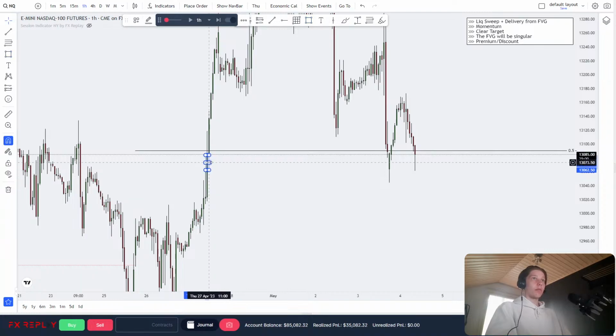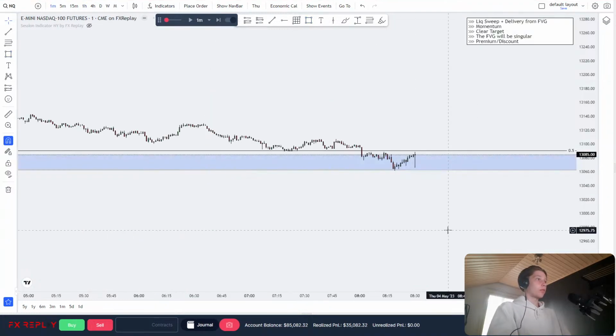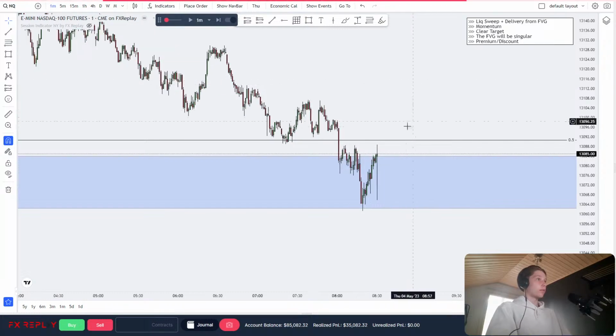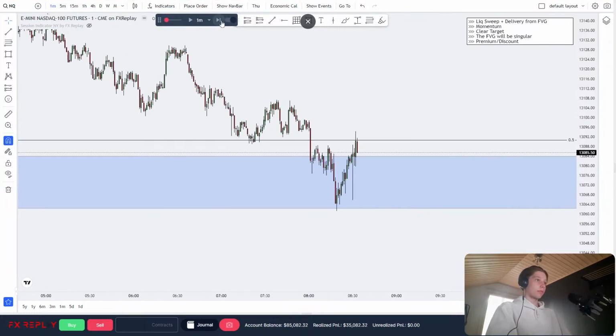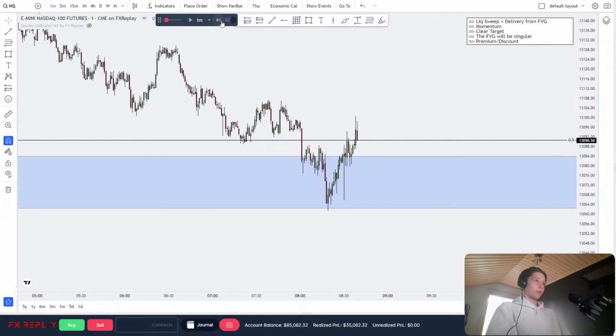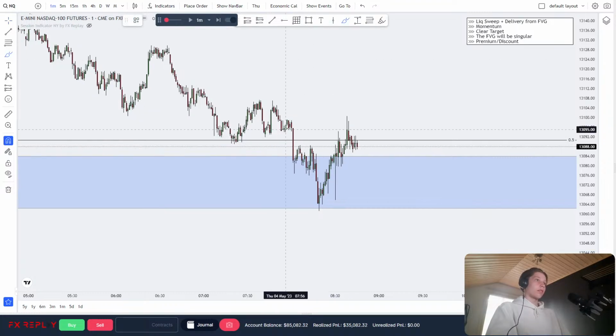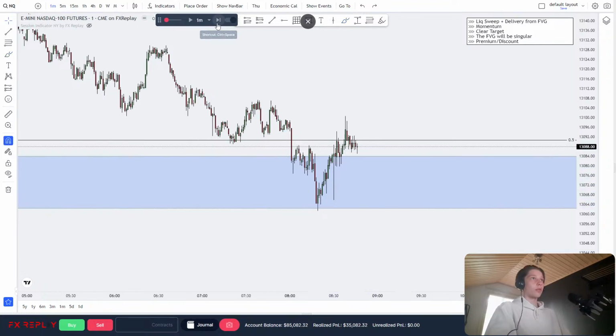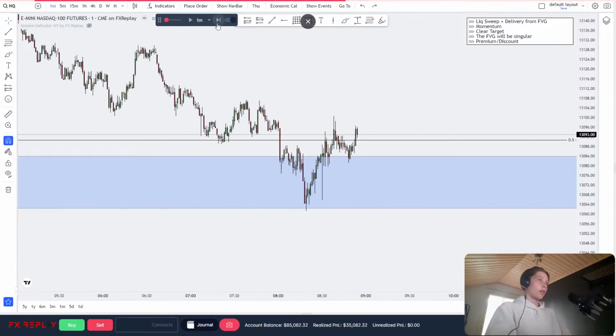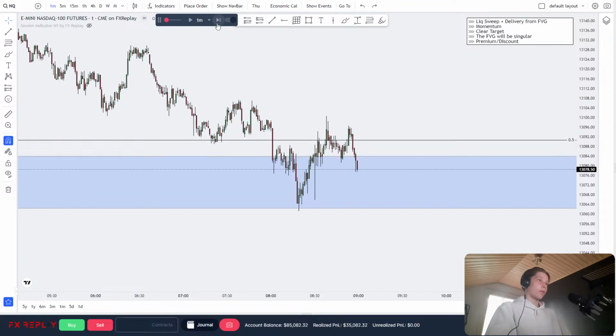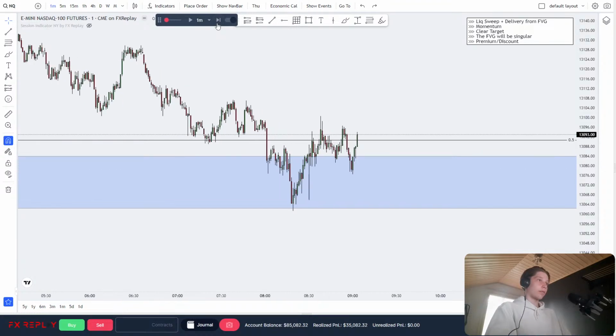Delivering away from 1 hour. Let's say we flip some gap here. I don't feel comfortable taking that. We've got too much sell side liquidity here. We would need to sweep all that first. So okay, we sweep some of it and flip that gap.